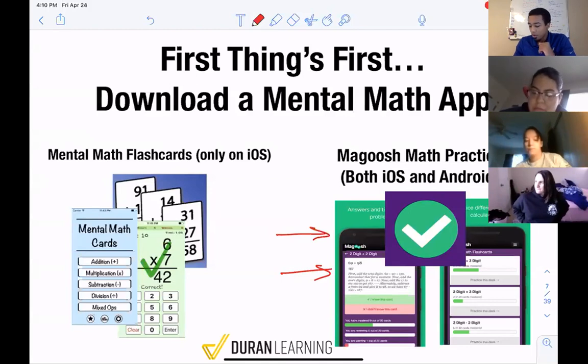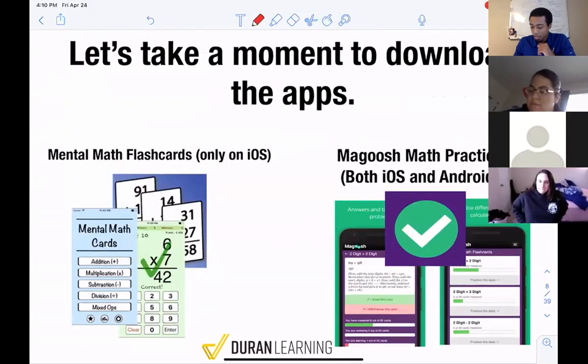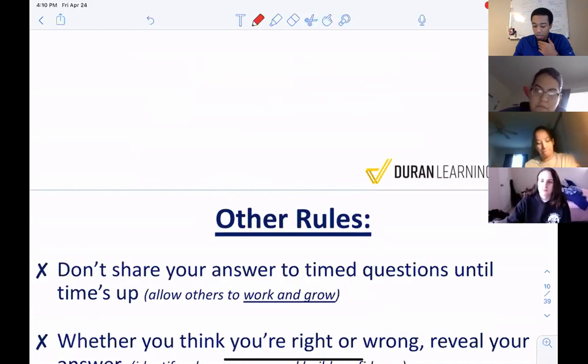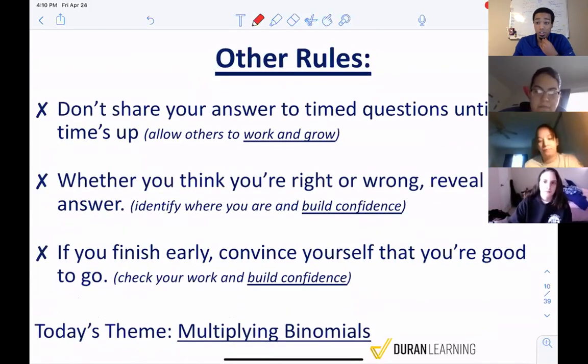So I'm going to go ahead and move on here to slide number 8. Remember, guys, my number 1 rule, as always, just make sure to try each problem out. By not trying, again, you're forfeiting that opportunity to grow. So just keep that in mind always. Remember the other rules, don't share those answers until the time's up. Even if you think you're right or wrong, try your best because you can't grow if you don't know where you are. And if you finish early, convince yourself that you're good. Always. Redo it, talk about it, whatever you got to do. So, oops, forgot to change that. Today is mental math.